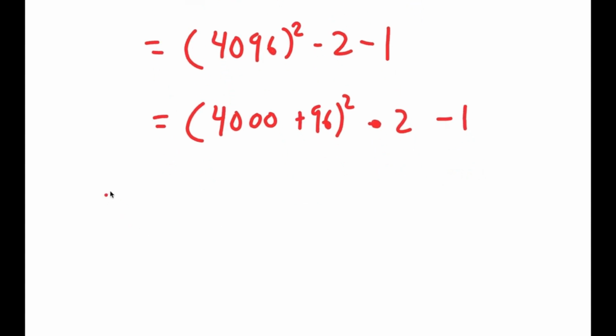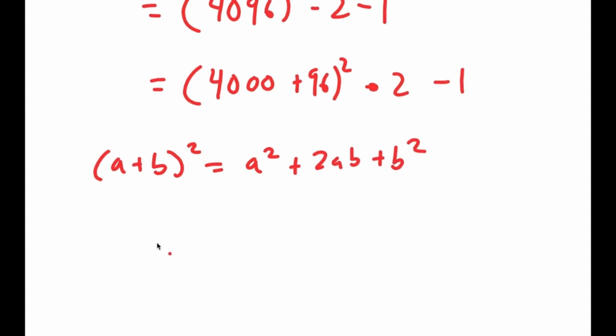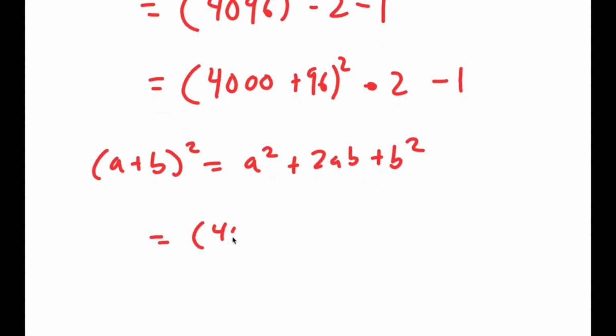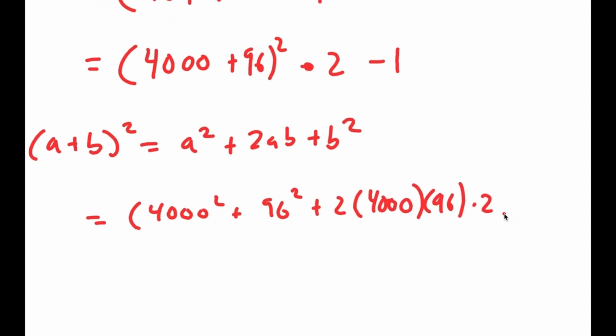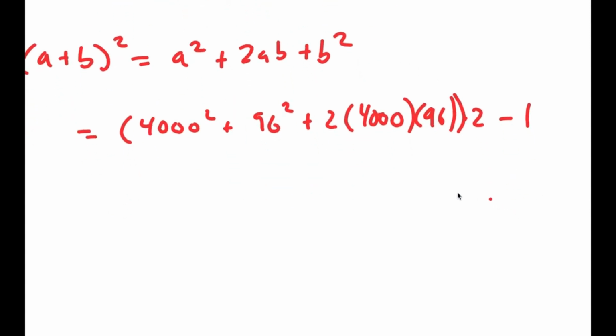Now if I have something in the form a plus b squared, this is equal to a squared plus 2ab plus b squared. So this is going to equal 4000 squared plus 96 squared plus 2 times 4000 times 96. Now I have this times 2 minus 1.